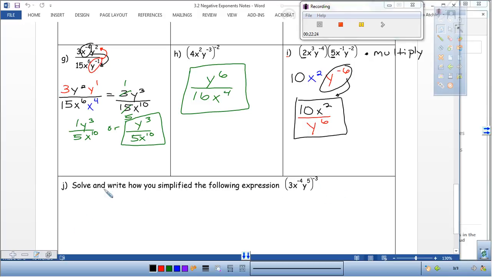Okay, now I need you guys to write. Get rid of the word solve. This should be simplify. That's bad math speak right there. Simplify and write how you simplify the expression. So you're going to simplify it and then write the steps out as to what you were doing. How did you simplify that? How is mine different?